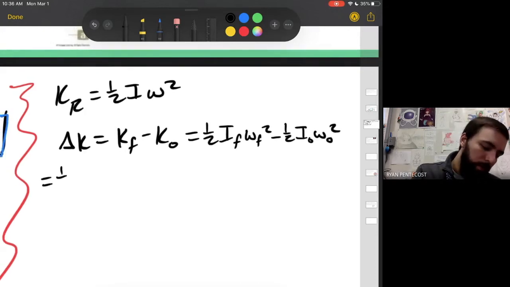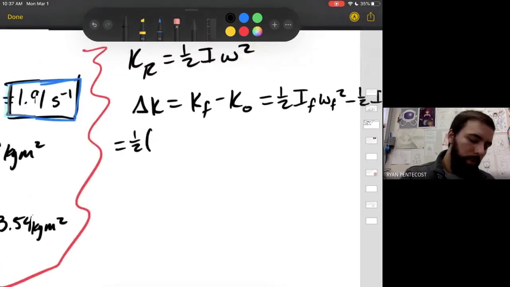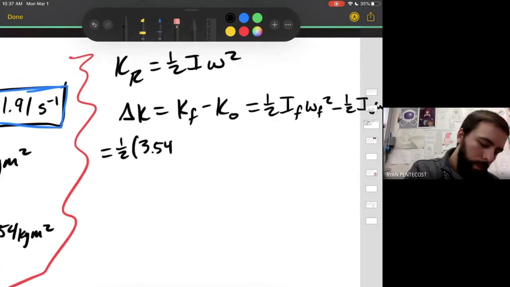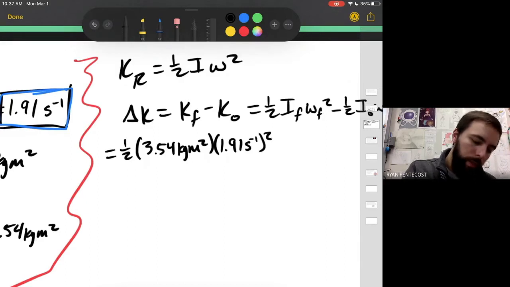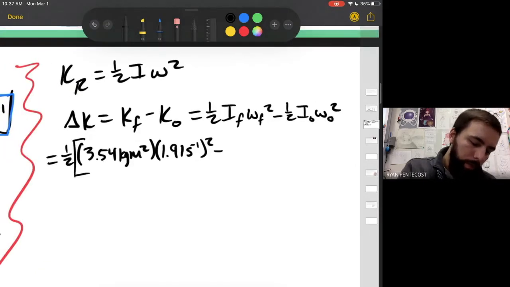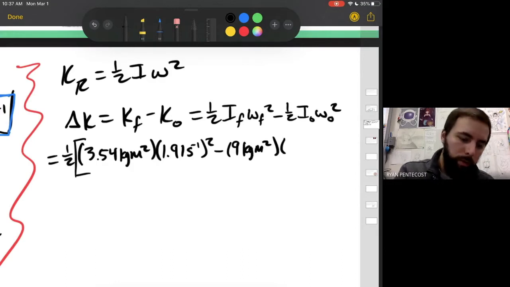So we'll factor out that 1/2. Our I final we found was 3.54 kilogram meters squared times our final omega, which is 1.91 seconds inverse, squared, minus our initial moment of inertia, which was 9 kilogram meters squared, times our initial angular speed, which was 0.75 seconds inverse, and then we square that as well.